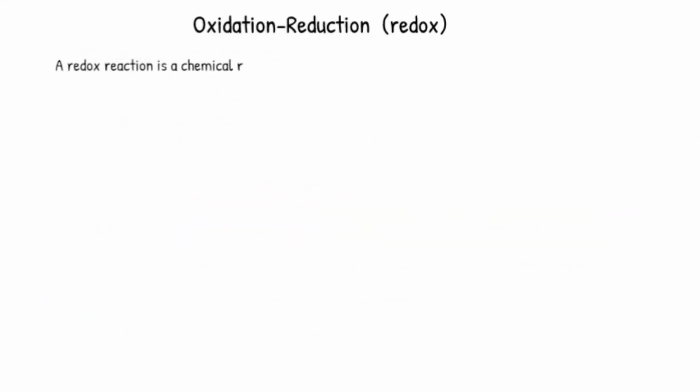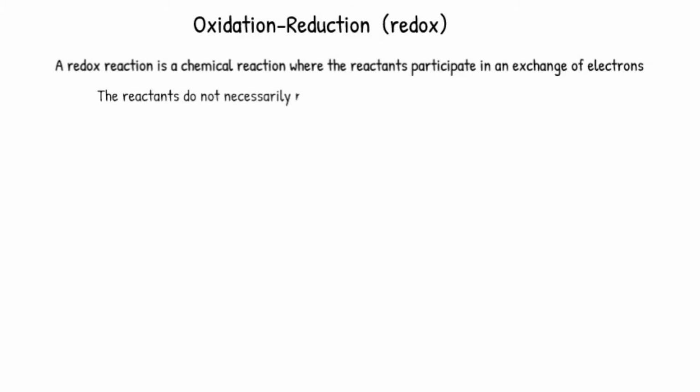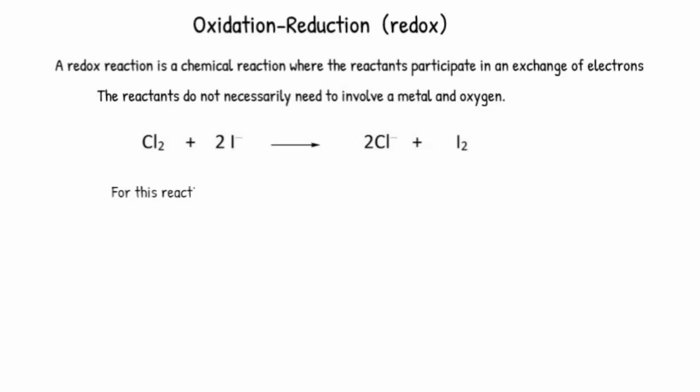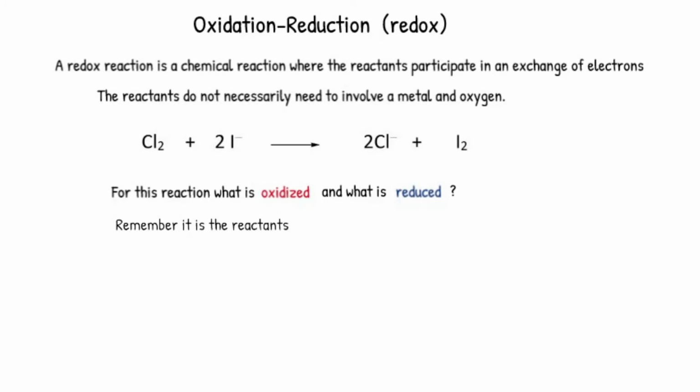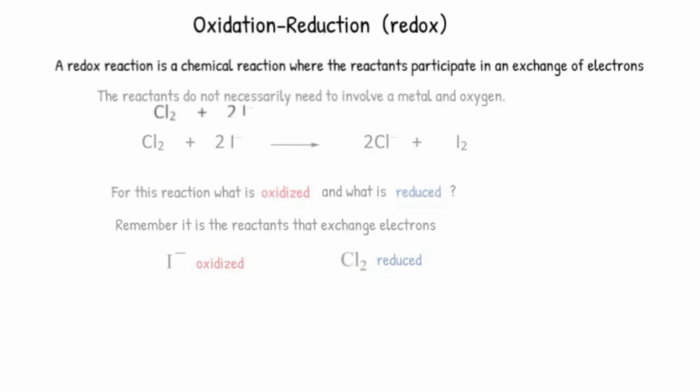Remember, a redox reaction is a chemical reaction where the reactants participate in an exchange of electrons. The reactants do not necessarily need to involve a metal and oxygen. For example, chlorine reacts with iodide to produce chloride ions and iodine. For this reaction, what is oxidized and what is reduced? Remember, it is the reactants that exchange electrons. So I- is oxidized and chlorine is reduced.